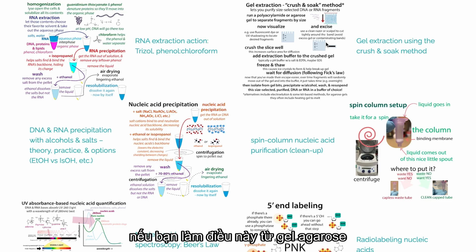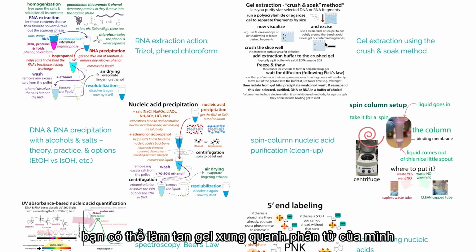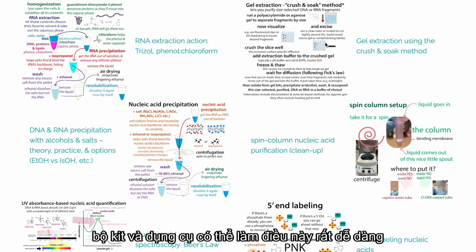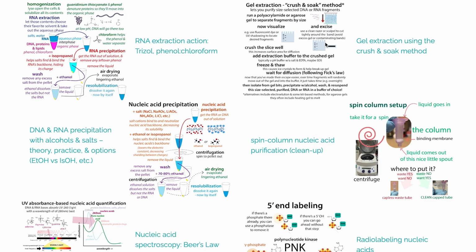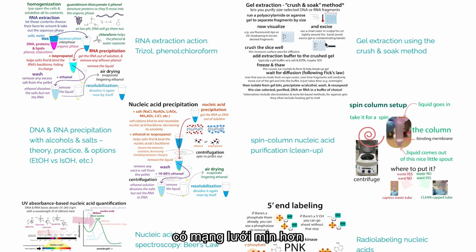If you're doing this from an agarose gel, it can be a lot easier, especially if you use a low melting point agarose. You can kind of just melt the gel around your molecule and get it out more simply. And there are various kits and things like this that can make it really easy. When you're doing things from a polyacrylamide gel, this is going to be harder. So remember that those polyacrylamide gels are going to have those finer meshes. They're going to be kind of sturdier. It's going to be harder for things to get out.